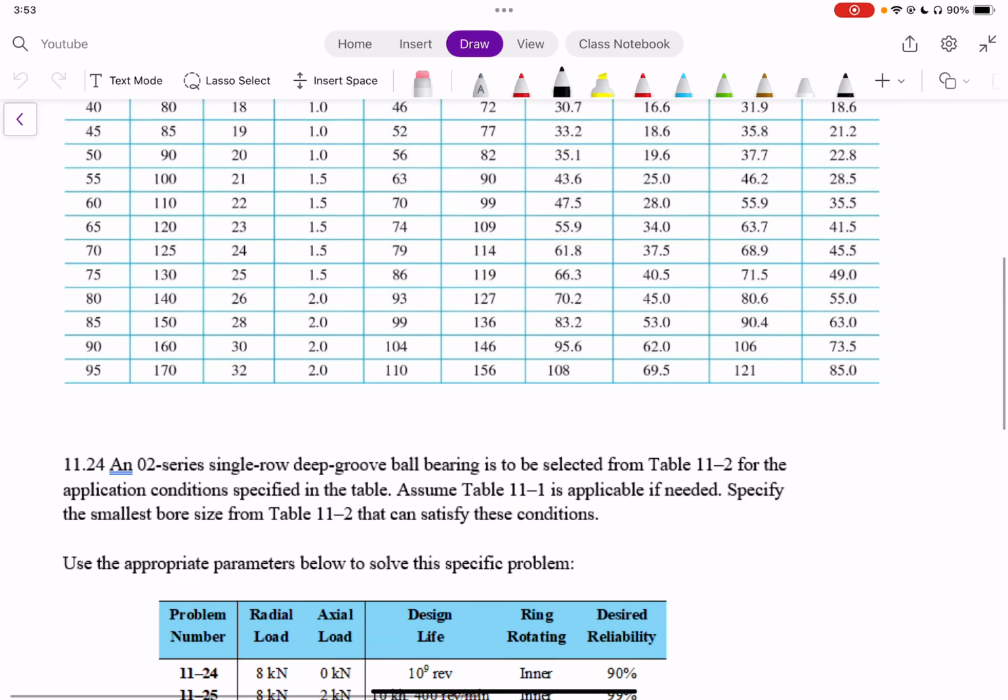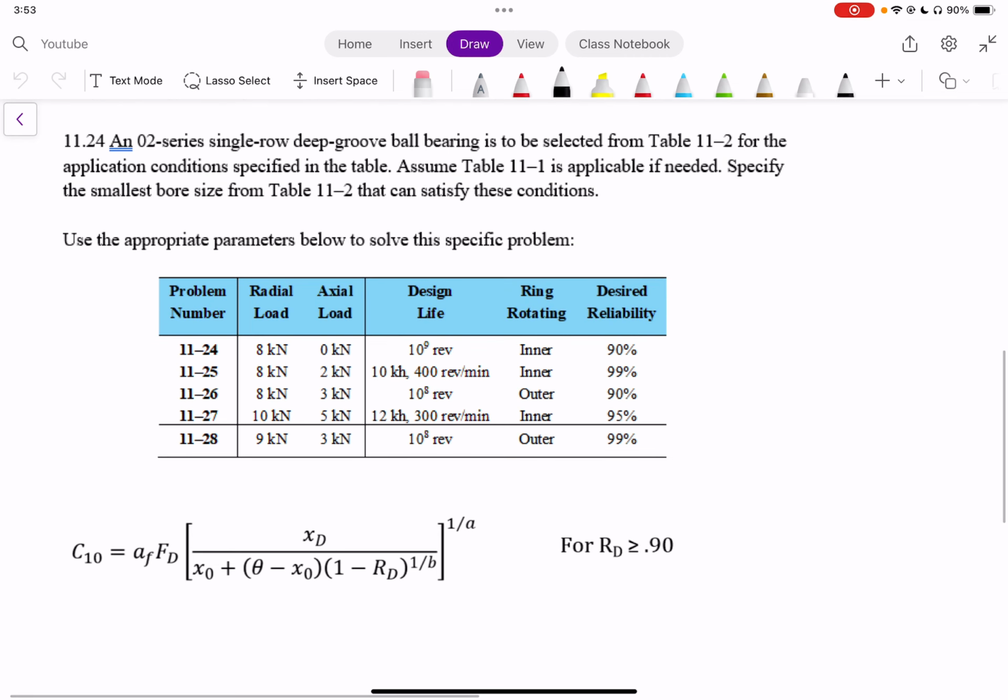I've included table 11.2 at the top here, and we're going to look at problem 1125 specifically, but the prompt is the same for all these problems listed below. We're going to look at 1125 because 1124 is a simpler problem with no axial loading. So we're told that a 02 series single row deep groove ball bearing is to be selected from table 11.2 for the application conditions specified in the table.